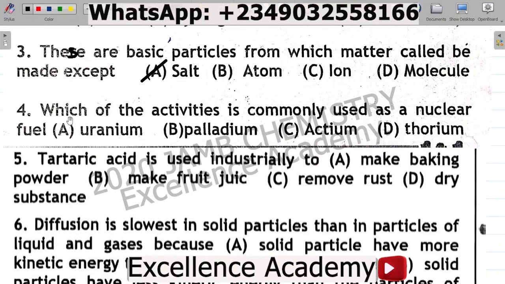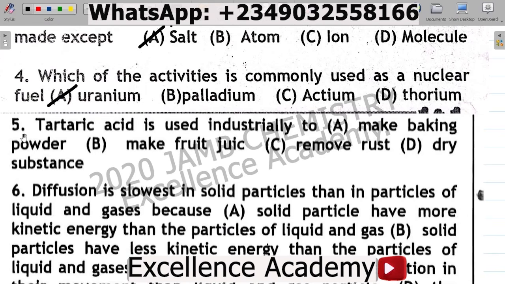Number 4, which of these is commonly used as a nuclear fuel? These are actually elements. A, uranium, B, palladium, C, actinium, D, thorium. Now for question 4, the correct answer is A, uranium. Uranium is a common nuclear fuel because it is less stable. It has less stability, and as a result, it has a great tendency to release energy. So the correct option here is A, uranium.